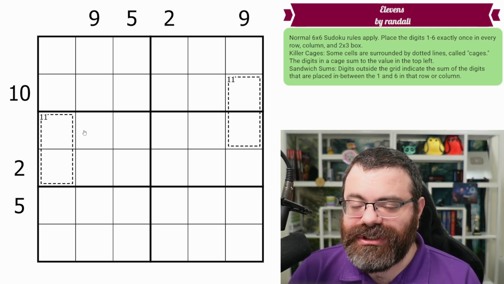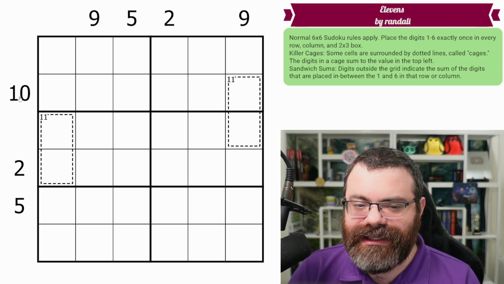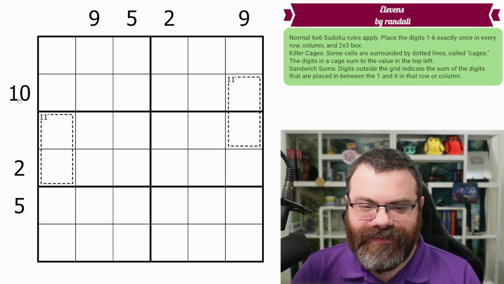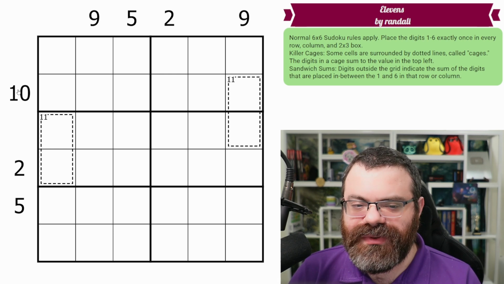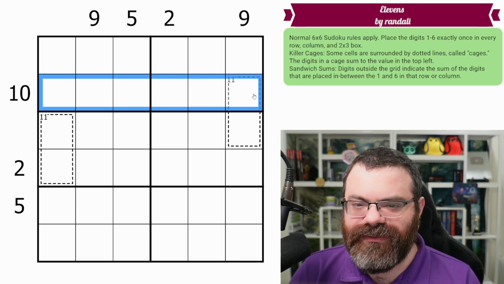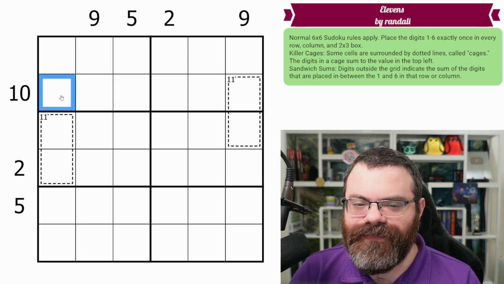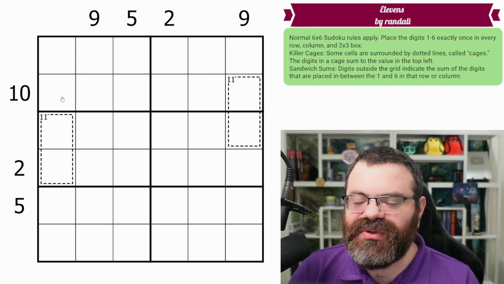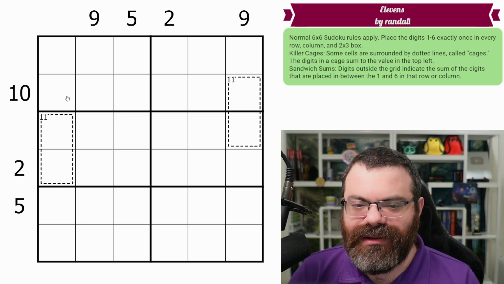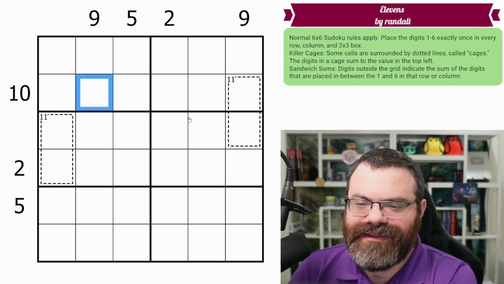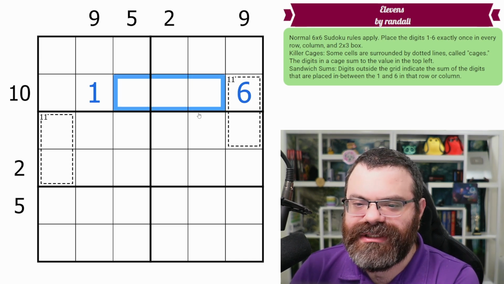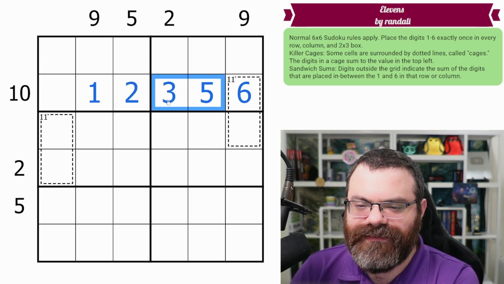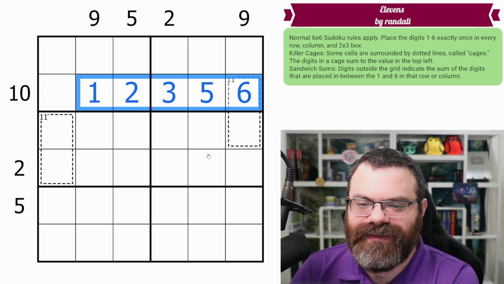We also have sandwich sums. So digits outside the grid are our sandwich sum values. And for example, the 10 would be for the row, the 9 would be for the column, but it gives you the sum of the digits between the 1 and 6 in that row or column. So if I did, say, the 1 and the 6 out here, then these three cells would sum to 10. I could do like 2, 3, 5, for example. So this would be one way to fulfill that sandwich clue.